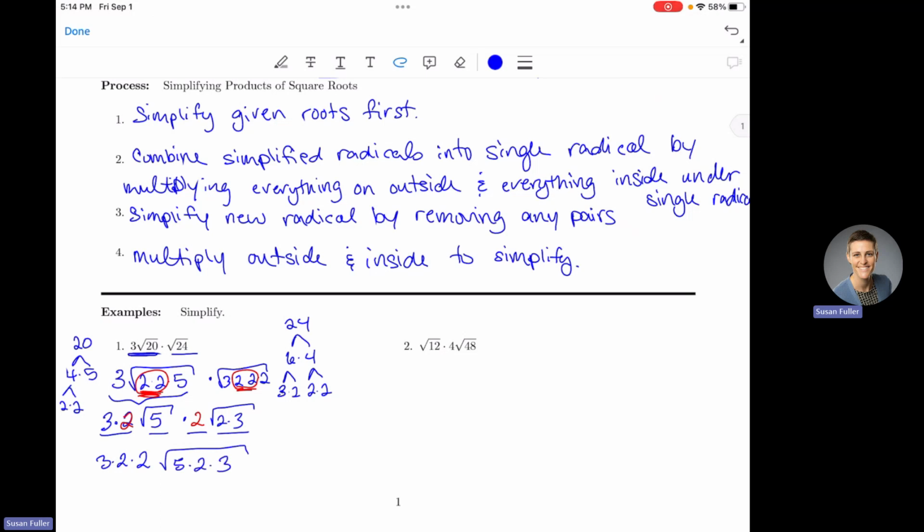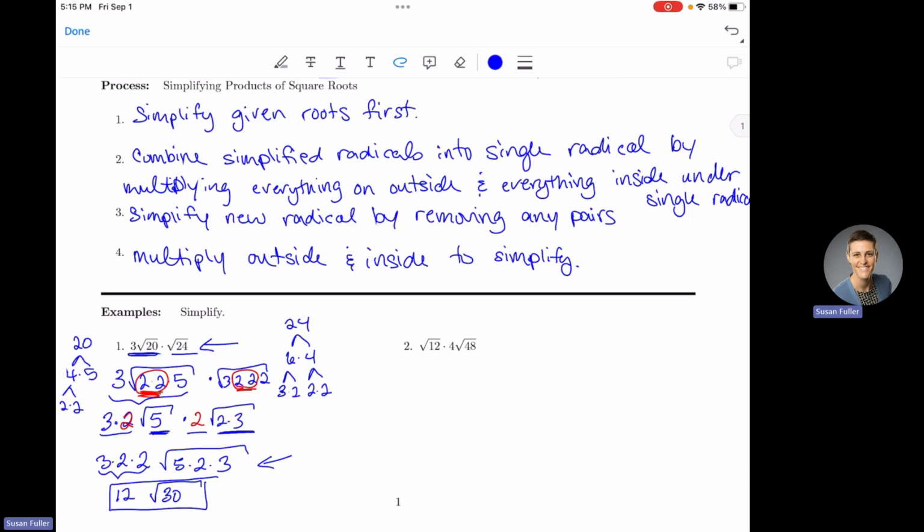You're just literally going to combine everything. Outside goes to outside, inside goes to inside. And then you're going to look at your new radical and say, do I have any pairs under there? Because sometimes you'll have a number from here and a number from here that'll make a new pair, even though they weren't pairs on their own. We don't have that situation. We have no more pairs under here, so I'm simplified. So then you just multiply outside. 3 times 2 is 6 times 2 is 12. And multiply here, 5 times 2 is 10, times 3 is 30. So we have 12 times the square root of 30 is the simplified version of what we had before.